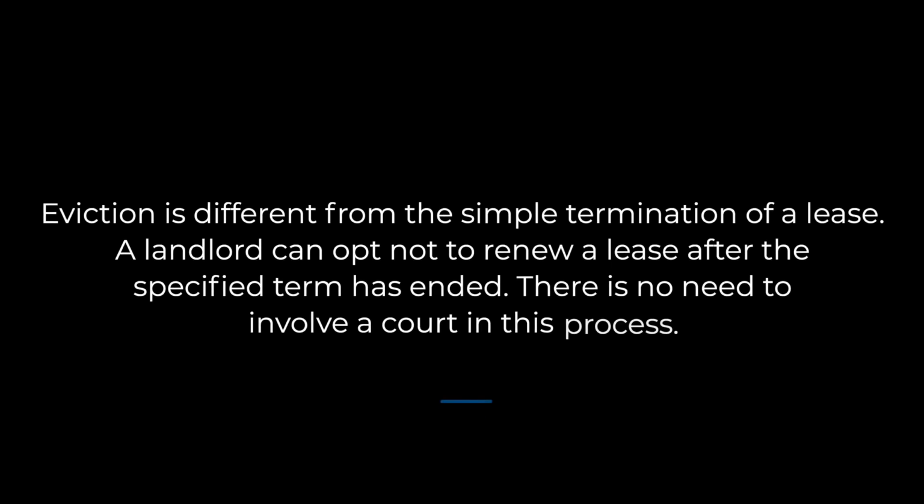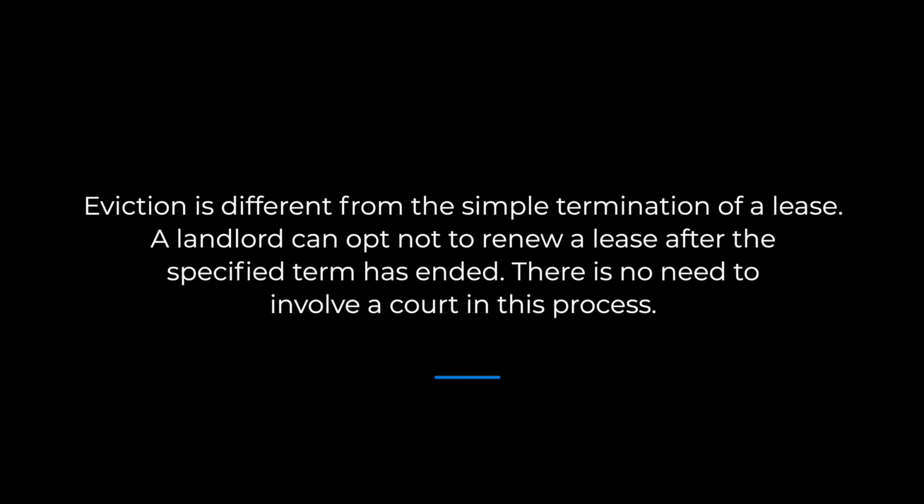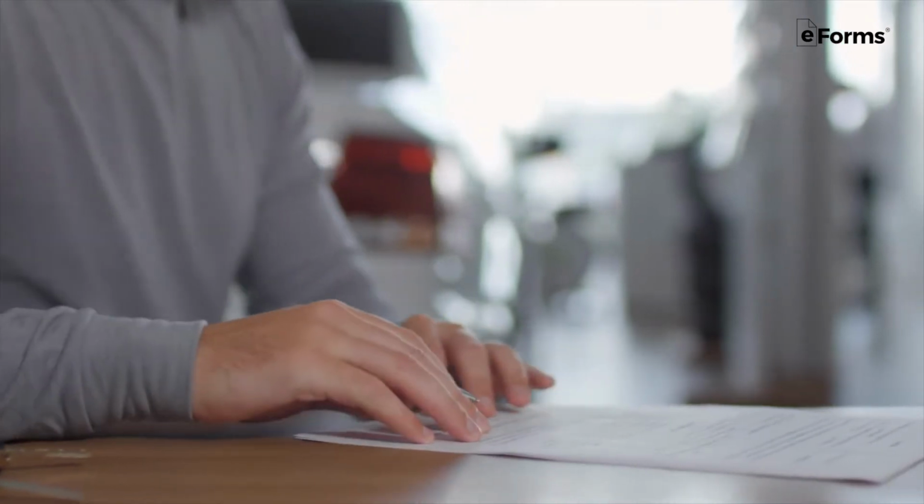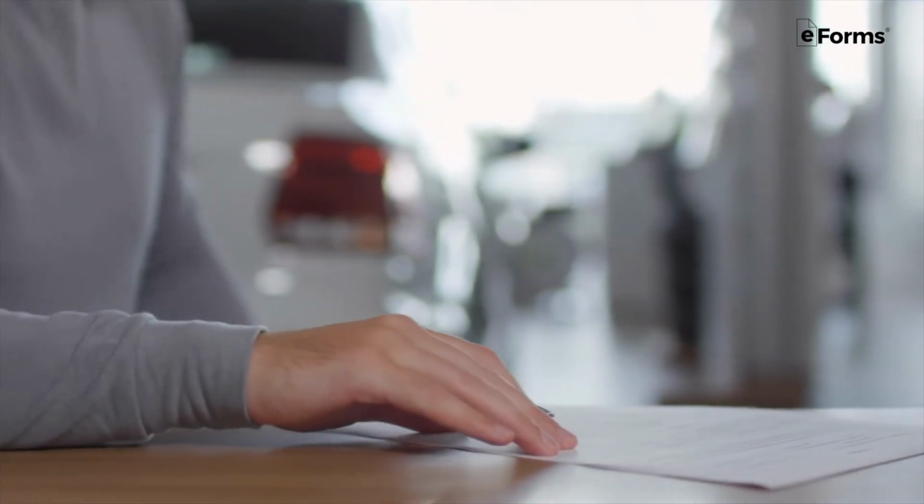One thing to note is that an eviction is different from the simple termination of a lease. A landlord can opt not to renew a lease after the specified term has ended. There is no need to involve a court in this process. If a tenant in Texas fails to pay rent or breaches the terms of a lease agreement in some other way, the landlord can issue an eviction notice.